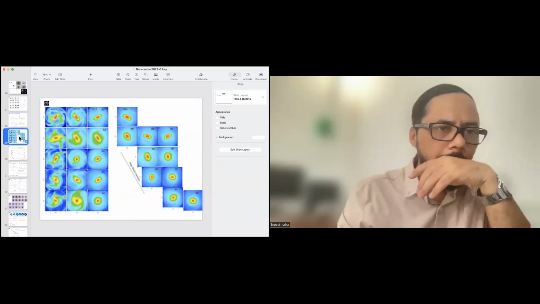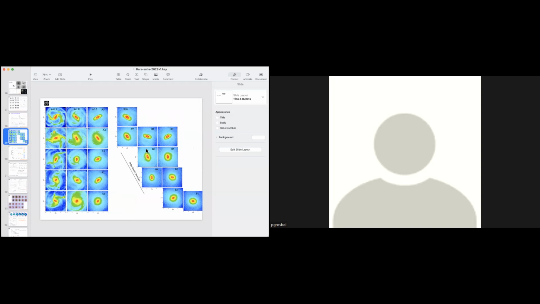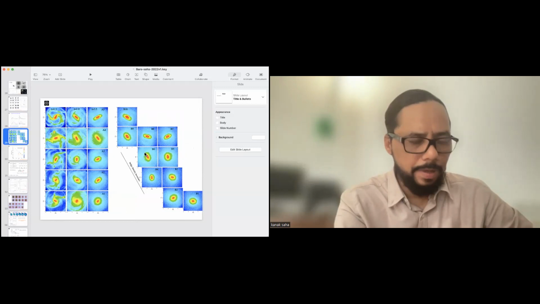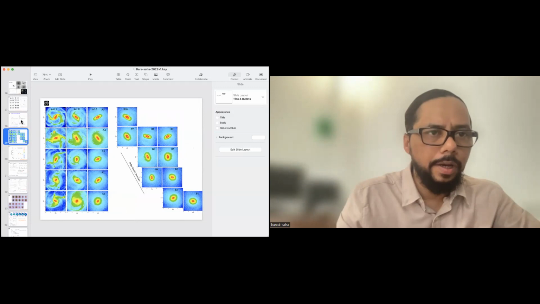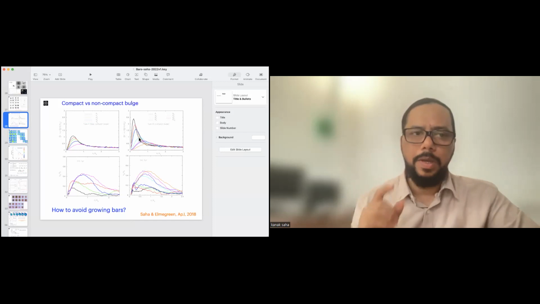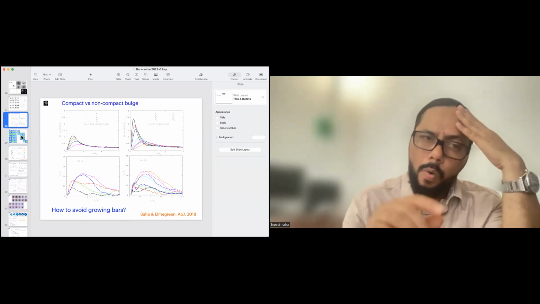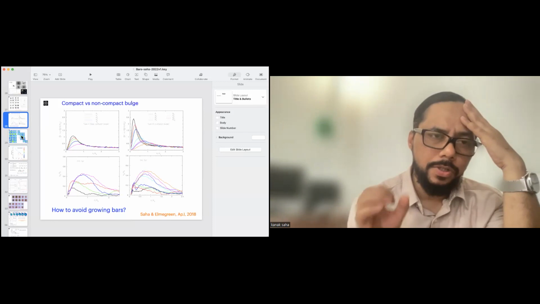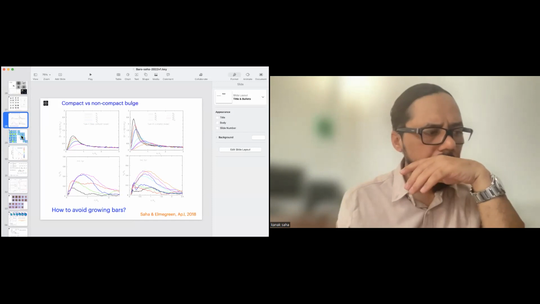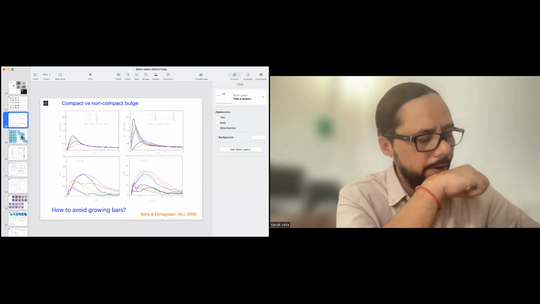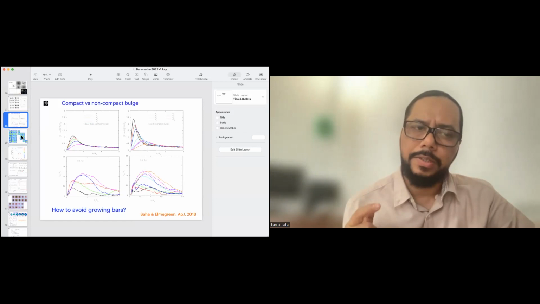For all the galaxies, we have the pattern speed. For all the models that have been shown here, we have a measurement of the pattern speed. In the cases with the compact bulge, they didn't have a bar, but I do not know which property of the pattern speed, because the pattern speed also changes, right? Yes.